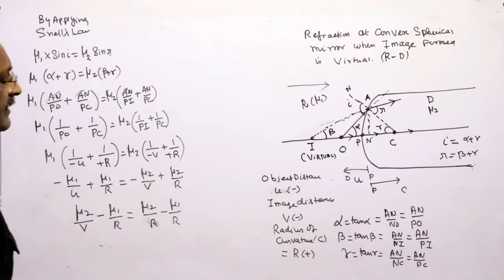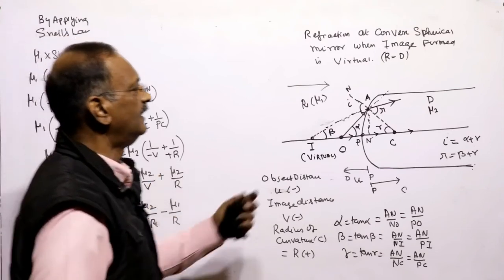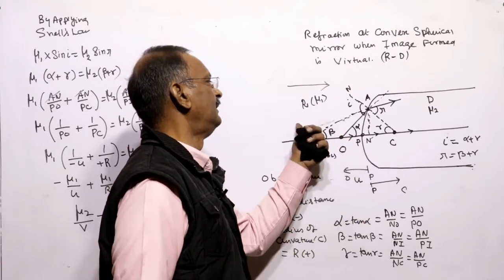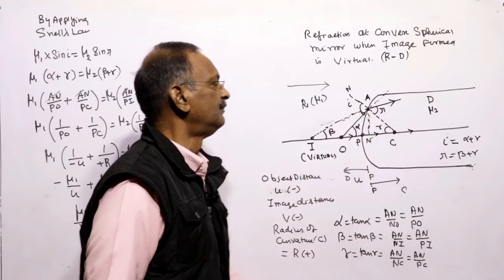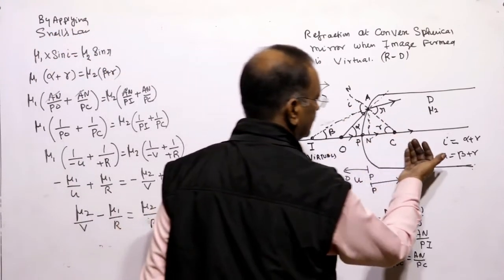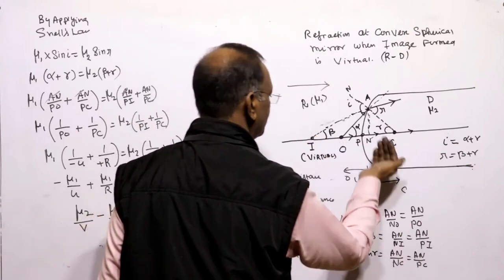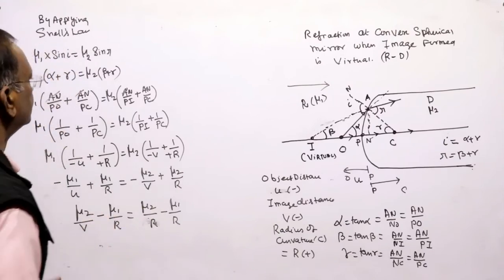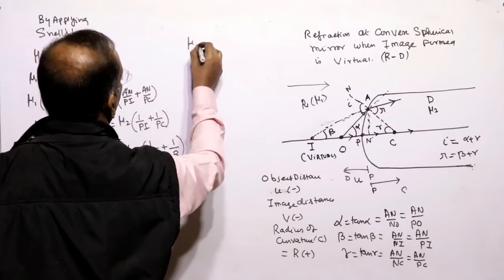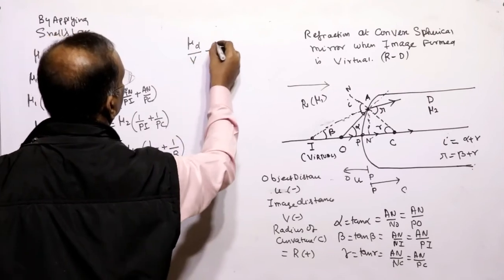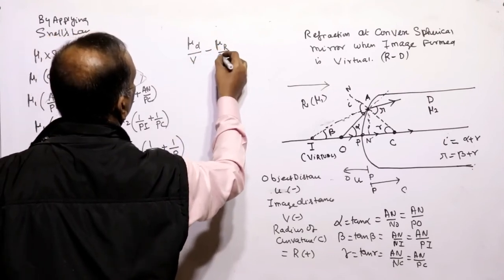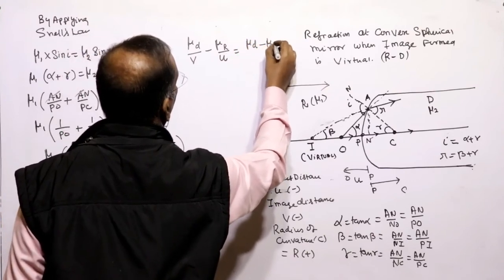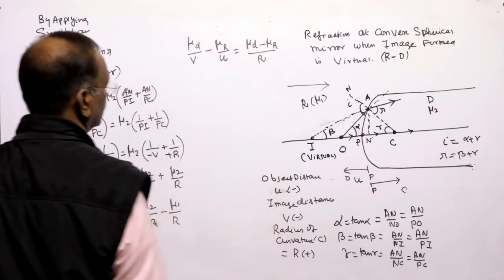So this expression is the same as the expression we last derived for the real image. For the virtual image also, the same expression holds. When the object is kept in the rarer medium and the image is formed in the denser medium, that is a real image. When the object is kept in the rarer medium and the image is formed in the rarer medium, that is a virtual image. For both, the expression is the same. Or we can write refractive index of denser medium by image distance minus refractive index of rarer medium by object distance is equal to refractive index of denser medium minus refractive index of rarer medium divided by radius of curvature.